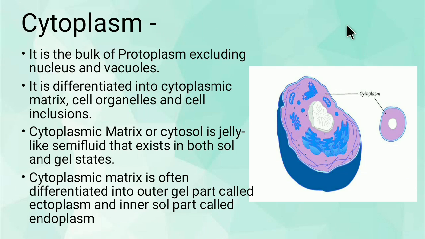Cytoplasm. It is the bulk of protoplasm excluding the nucleus and vacuoles. Cytoplasm is differentiated into cytoplasmic matrix, cell organelles, and cell inclusions. Cytoplasmic matrix or cytosol is a jelly-like semifluid that exists in both sol and gel states. It is often differentiated into an outer gel part called ectoplasm and an inner sol part called endoplasm.